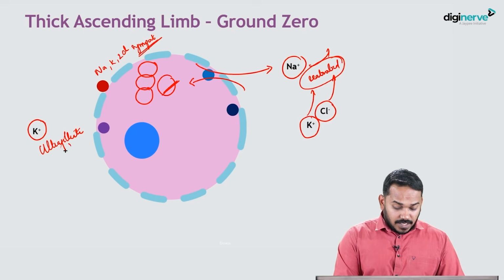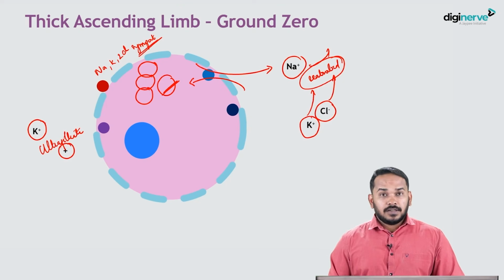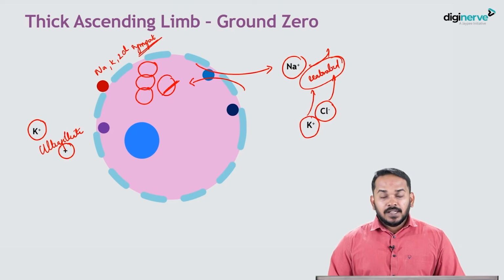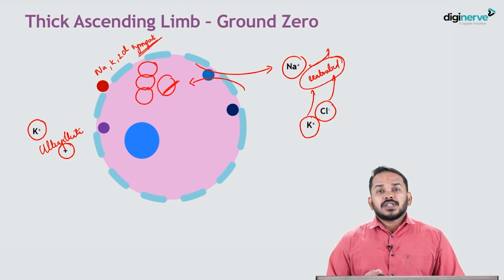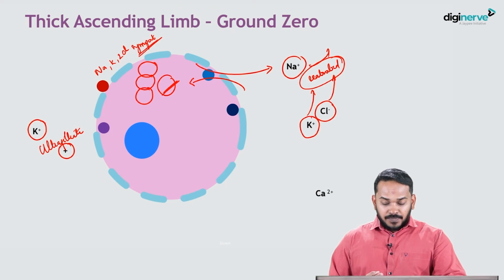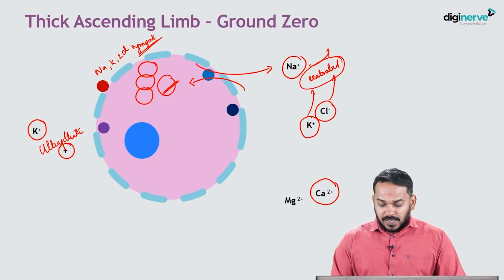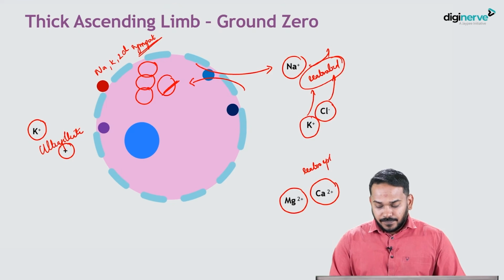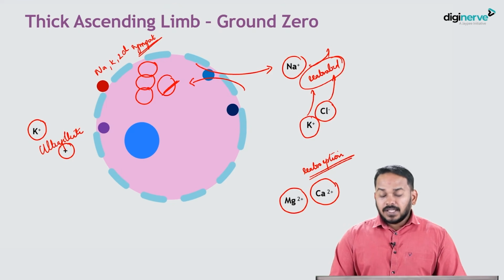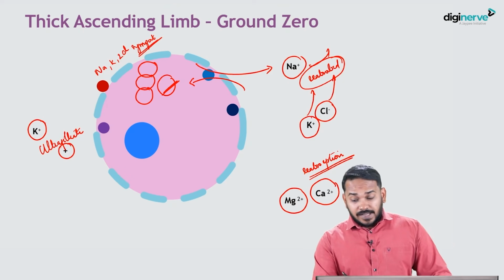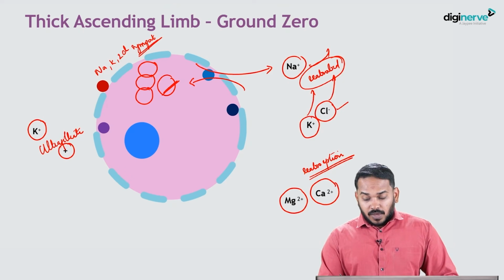So when the amount of potassium ions increases, the positive charge increases in the ultrafiltrate. So when there is presence of positive charge in the ultrafiltrate, it will repel other positively charged ions like calcium and magnesium. So this process will result in the reabsorption of calcium and magnesium as well. So in the thick ascending limb of loop of Henle, there is reabsorption of sodium, chloride, potassium, magnesium and calcium.